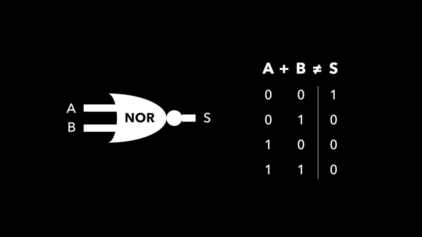Now we can combine the OR and the NOT gate, and we get a NOR gate. A NOR gate is the same as an OR gate, except it's inverted. So if they're both off, then it returns true, but if there's any other circumstance, then it's off, as you can see in the table.